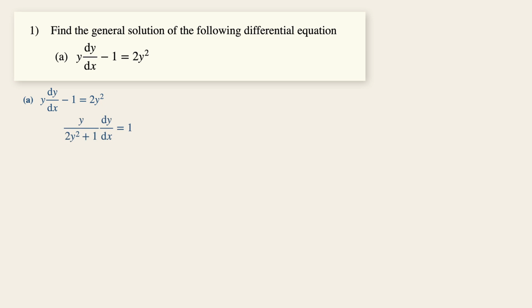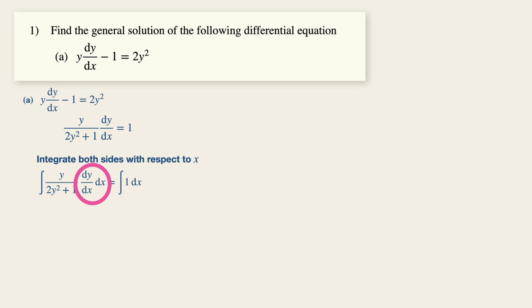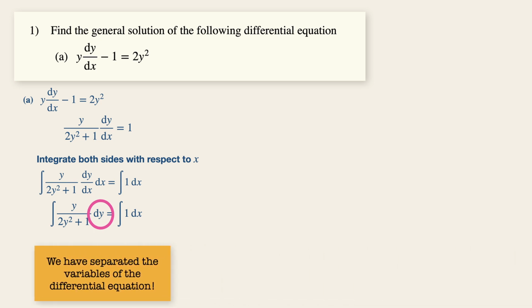Immediately, let's integrate both sides with respect to x. Remember, integrating dy over dx with respect to x is equivalent to integrating this expression with respect to y. Now we have effectively separated the variables of the differential equation, and we have actually put the terms containing y, including dy, on only one side of the equation. Therefore, we are calling this method a separation of variables.